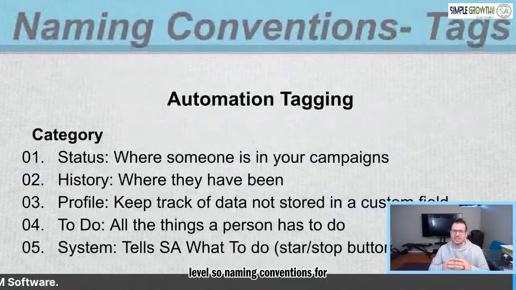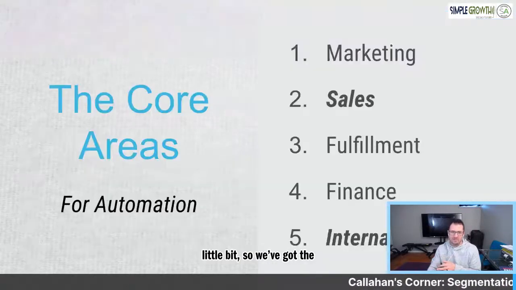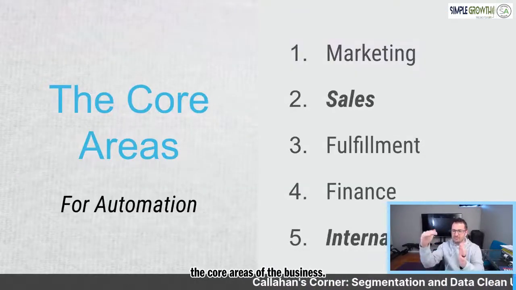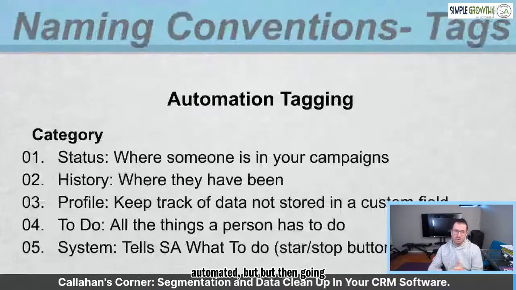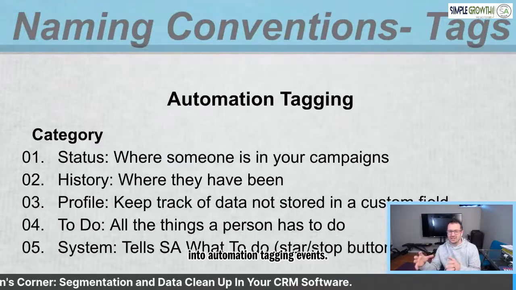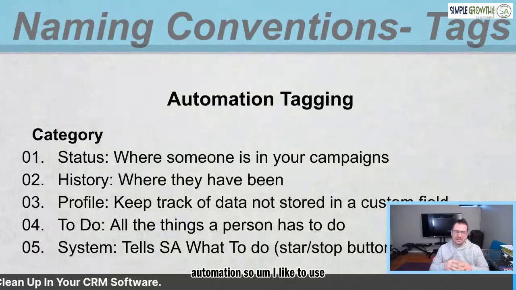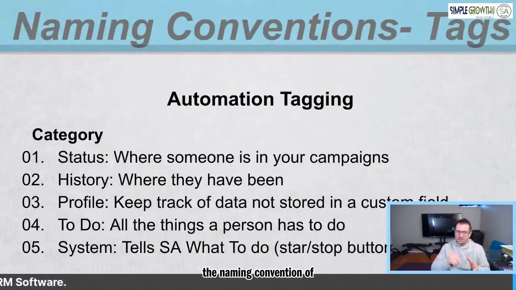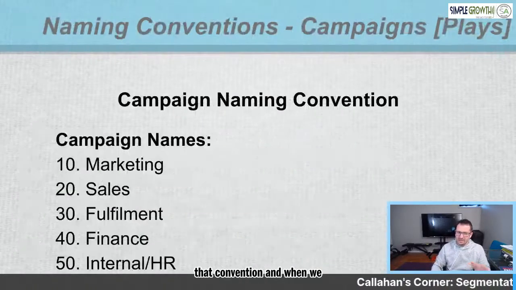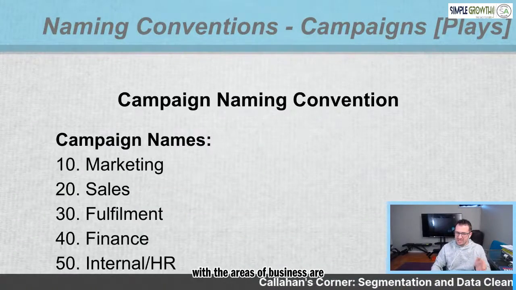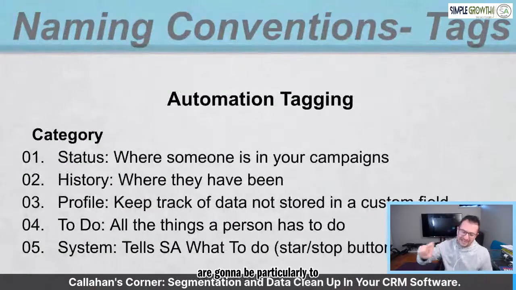So naming conventions for tags, I've kind of already hit on these a little bit. So we've got the first ones, if I back up here, is the core areas of the business that can be segmented via tags and then automated. But then we're going into automation tagging convention, or just tagging convention itself if you're not in automation. So I like to use the naming convention of 0.1, 0.2, 0.3, because your tags are going to have that convention. And when we jump ahead here to the campaigns, or the areas of the business, they're 10, 20, 30, 40, 50. So the tags are going to be particular to where the lead or client is in the database.